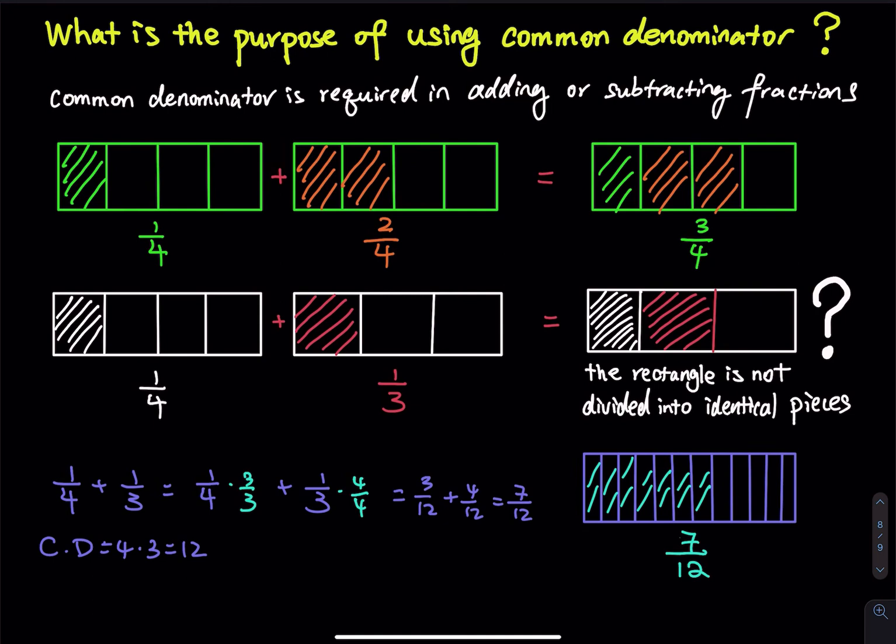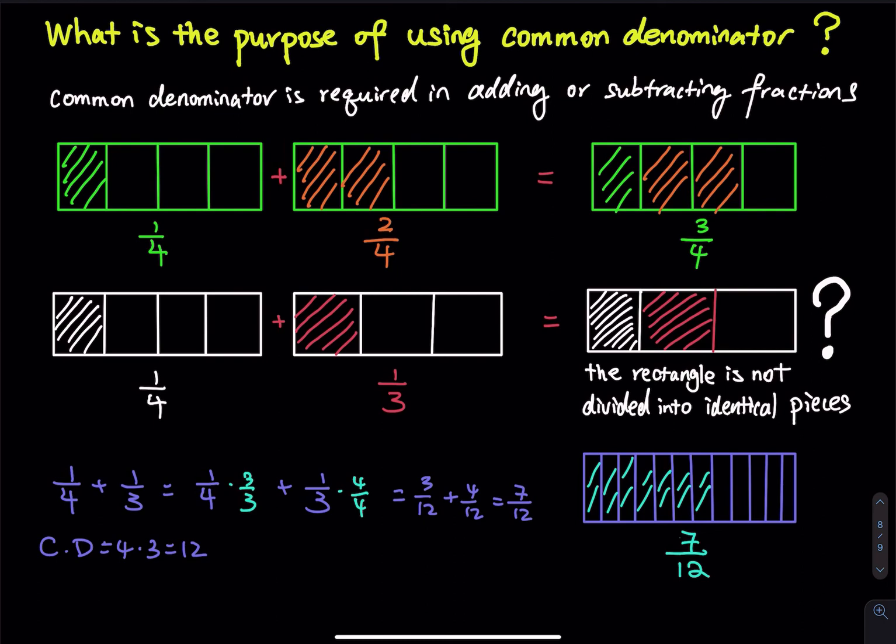For 1/4 plus 1/3, to get the common denominator I will just take 4 times 3, that equals 12, and then you do the math. For 1/4, you multiply the top and bottom by 3. For 1/3, you multiply the top and bottom by 4. Now the denominator is 12, they are the same. This is a common denominator.